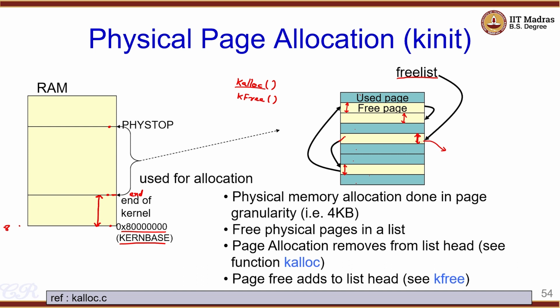Similarly, the linked list would be adjusted so that the free list now points to the next free node, which happens to be this one over here, right? Similarly, if the kernel wants to free the memory, it invokes kfree, which essentially appends to this particular linked list at the head with the recently freed page.